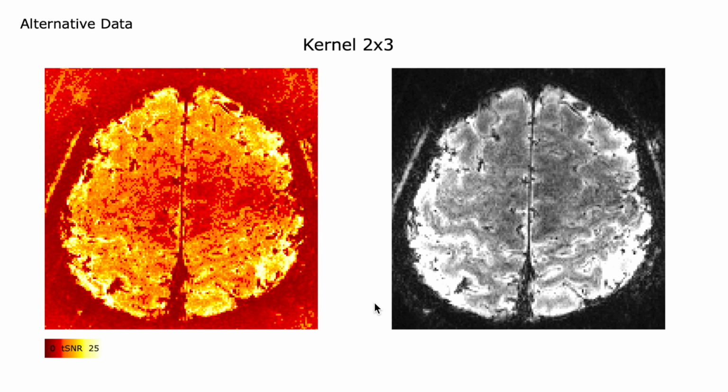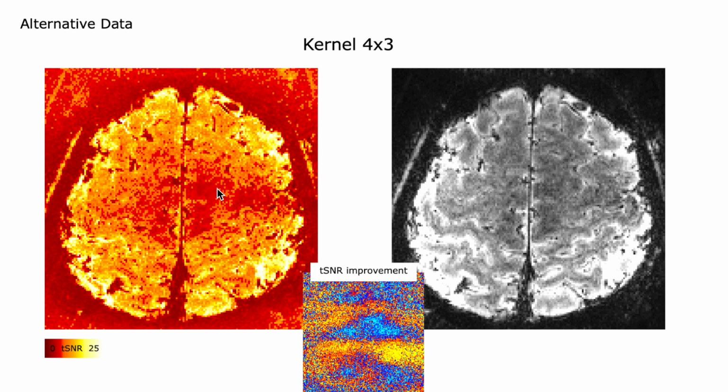So this is a small kernel, this is a large kernel, small kernel, large kernel, small kernel. And you can see that it's not that hugely different. However, it has a tiny bit of effect, for example, in the center of the brain. For the larger kernel, the TSNR is lower in the center and more locally confined, whereas for a smaller kernel, it's more distributed.